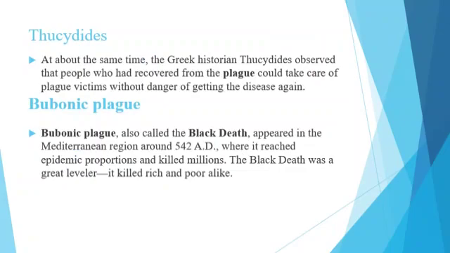Early on, the bubonic plague, also called the Black Death, appeared in the Mediterranean region, where it reached epidemic proportions and killed millions of people. The Black Death was a great leveler, and it killed rich and poor alike.